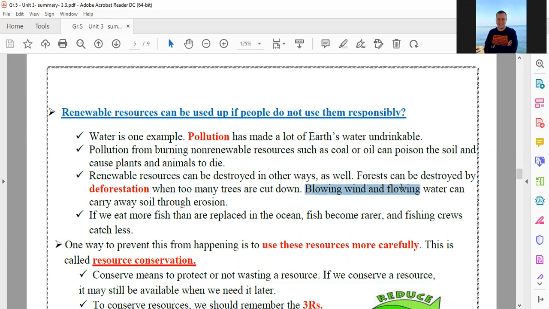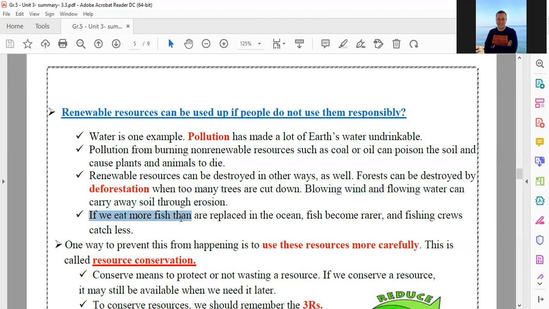Blowing wind and flowing water can carry away soil through erosion. Yes, the wind itself, when it blows strongly, and the flowing water from the rain or rivers, can damage the soil. It will carry away the soil and cause erosion.